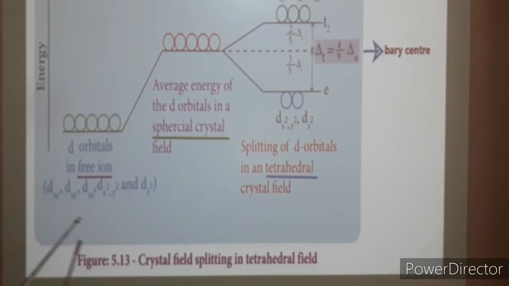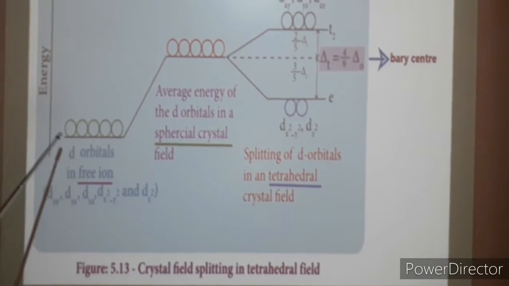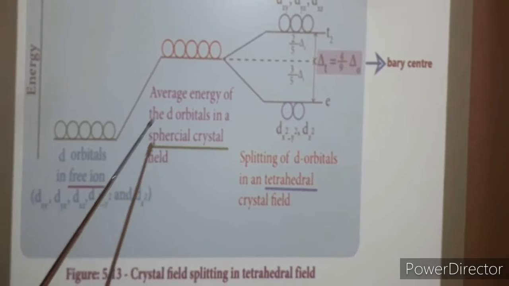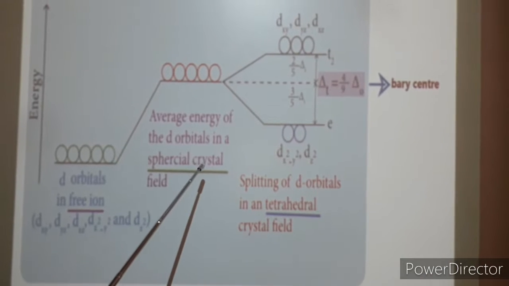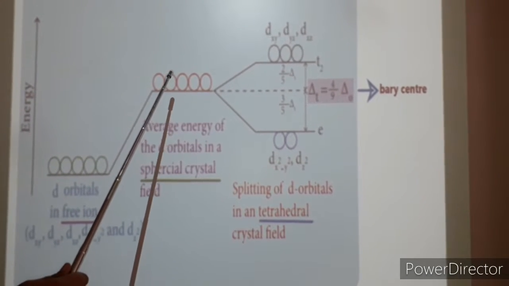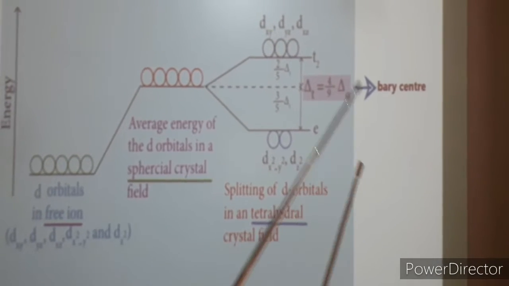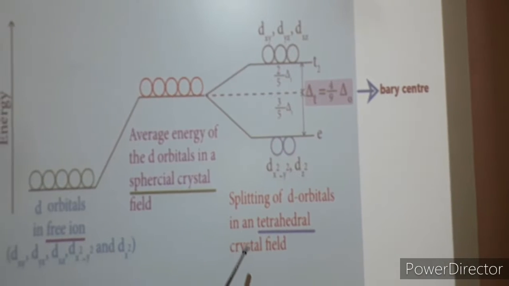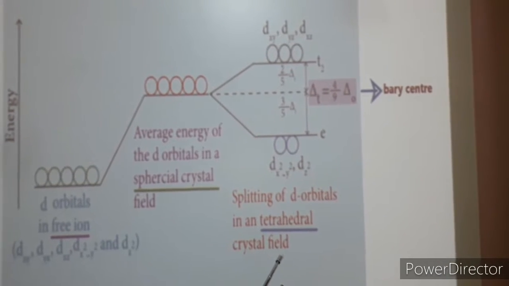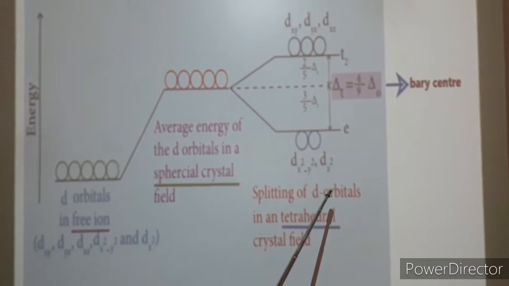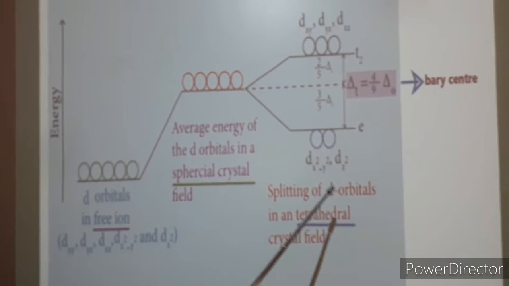This diagram is for crystal field splitting in the tetrahedral field. First of all, the metal is a free ion. Free ion means the d orbitals are at the same energy level. When the ligand approaches, they form a field, that is the spherical crystal field, in which the average energy slowly rises. Afterward, before the complex formation, the d orbitals split in this field, which is called the tetrahedral field. Now see that here T2 is somewhat rising and E is slowly decreasing in energy.